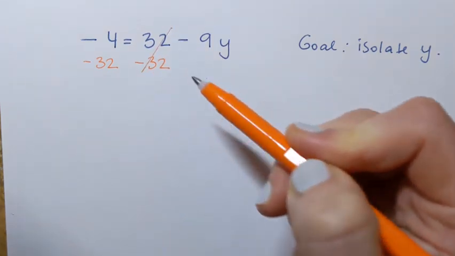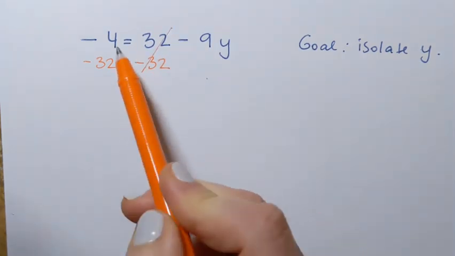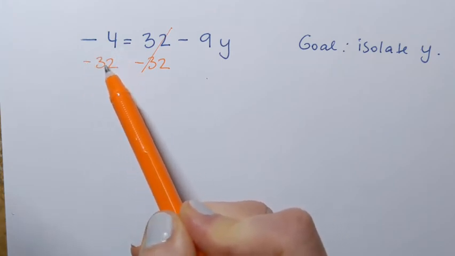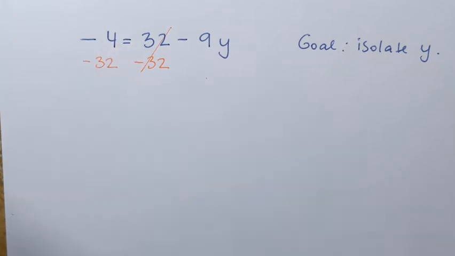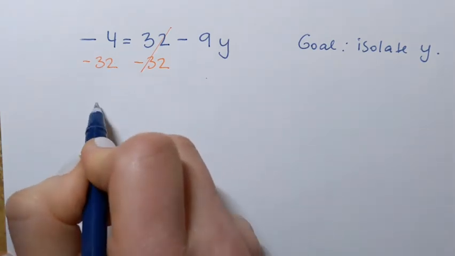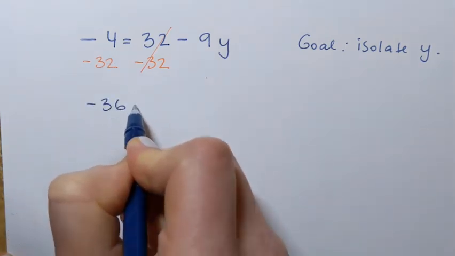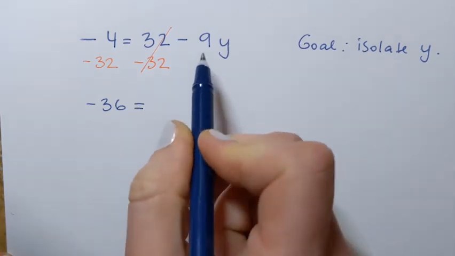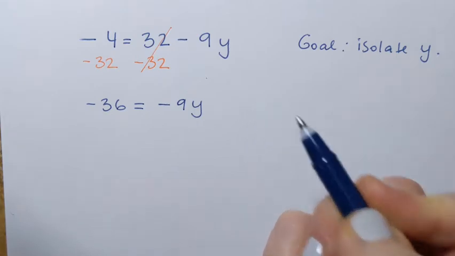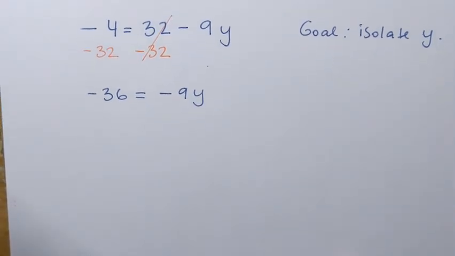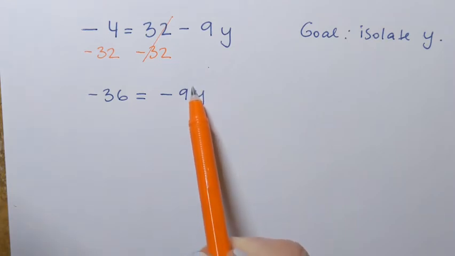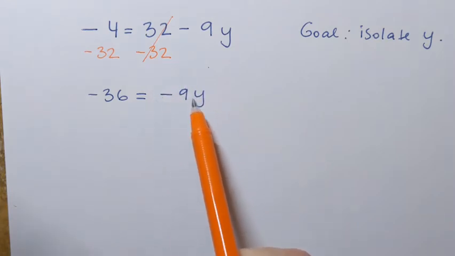Now, on the right-hand side, we know 32 goes away, but what's going to be on the left-hand side? It's -4 minus 32. Following the rules for combining signed numbers, it's going to be -36 equals, and then on the right-hand side, we only have -9y left. Okay? So the next step is to remove -9, to get rid of -9.